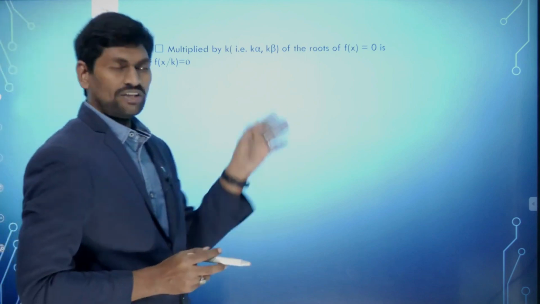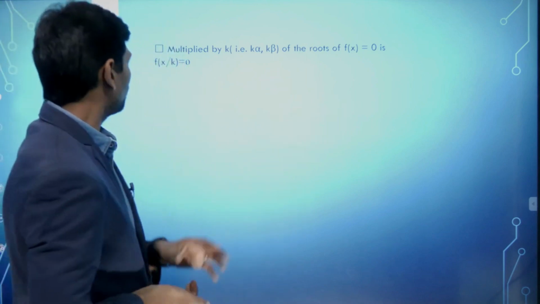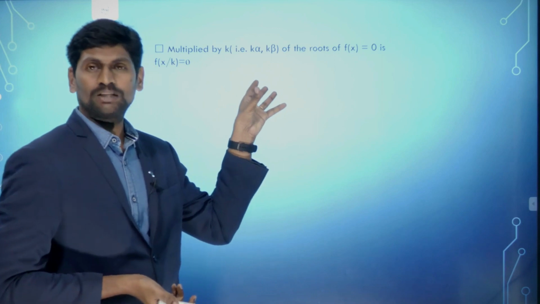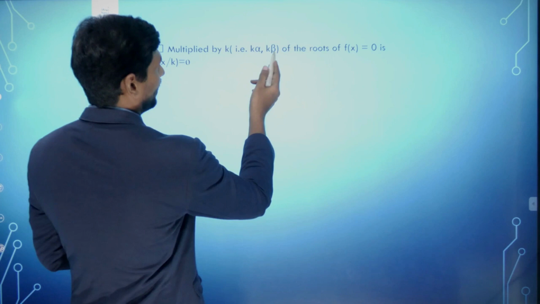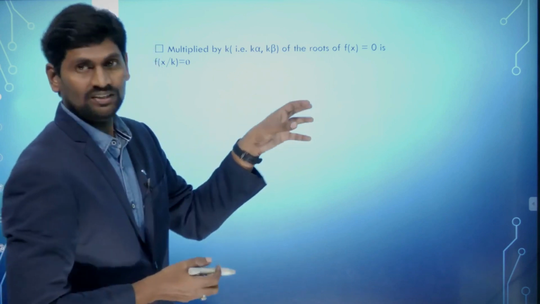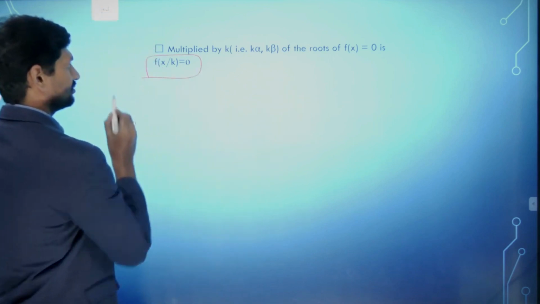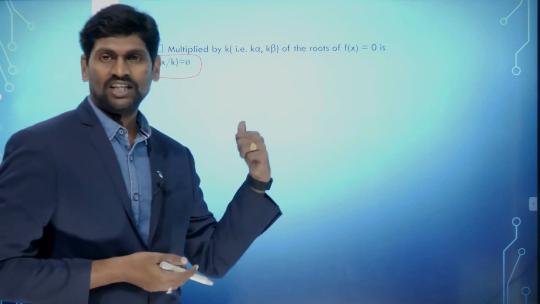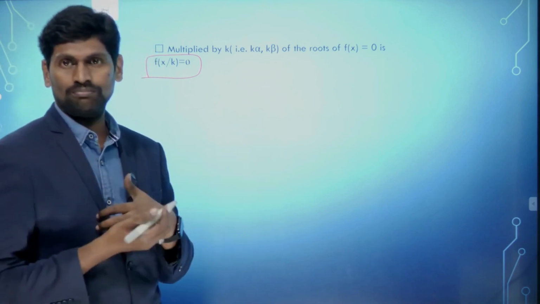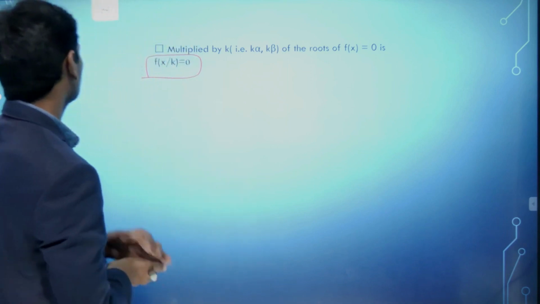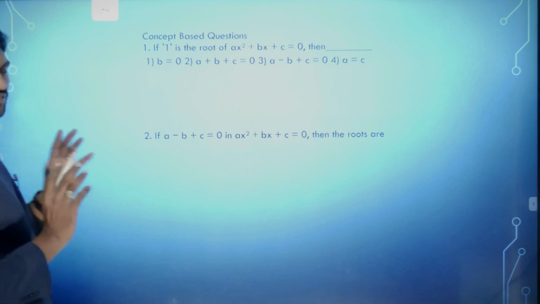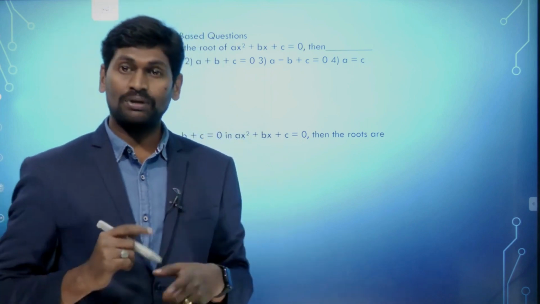Same way. Now k is a constant multiple of something. That means alpha is multiplied by k. K is a constant there. K into alpha, k into beta. Here k is multiplying, but in the required equation we are dividing. Multiply, opposite symbol, dividing. That means we are transposing it. Okay. So let us find the answers for these three concepts. Then we will continue with the remaining concepts. Okay.